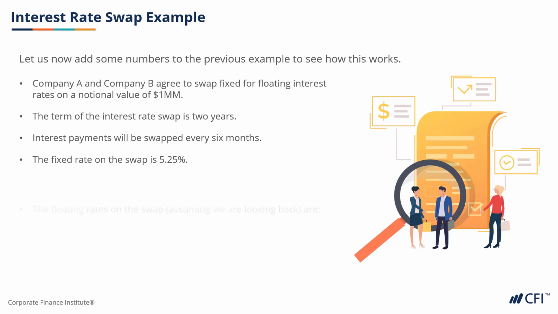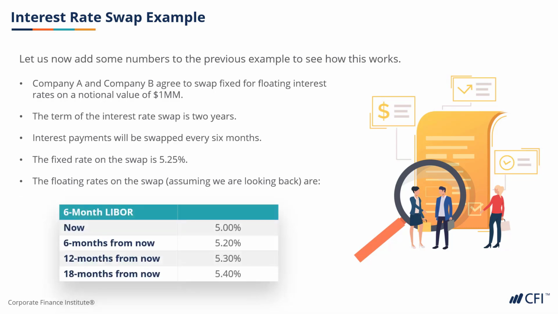Let's also imagine that the floating rates on the swap, assuming we're looking back, are now set at 5% for 6 months, but in 6 months from now, that will increase to 5.2%. In 12 months from now, it will be 5.3%. And in 18 months from now, the 6-month LIBOR will be 5.4%. We'll build a small table now in Excel.